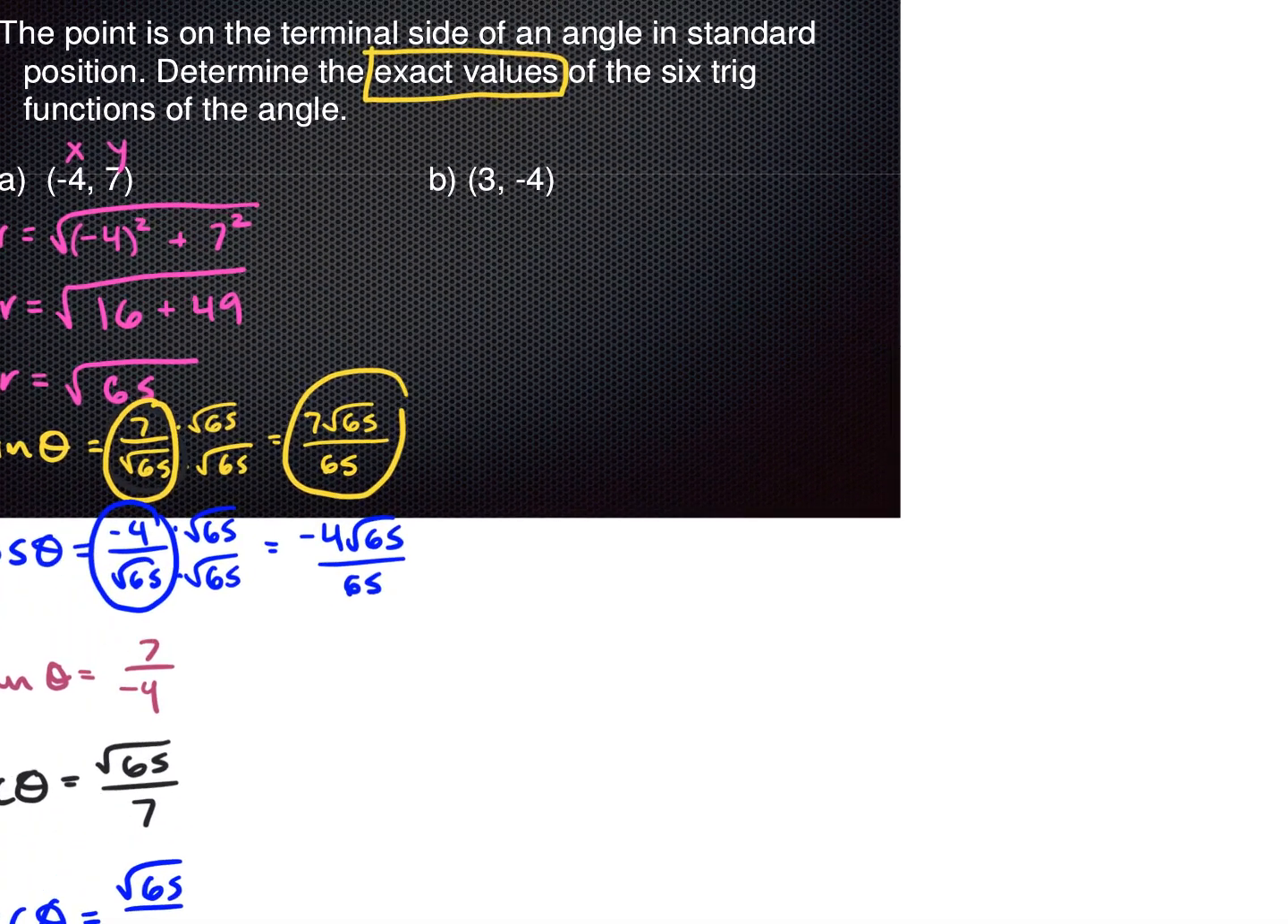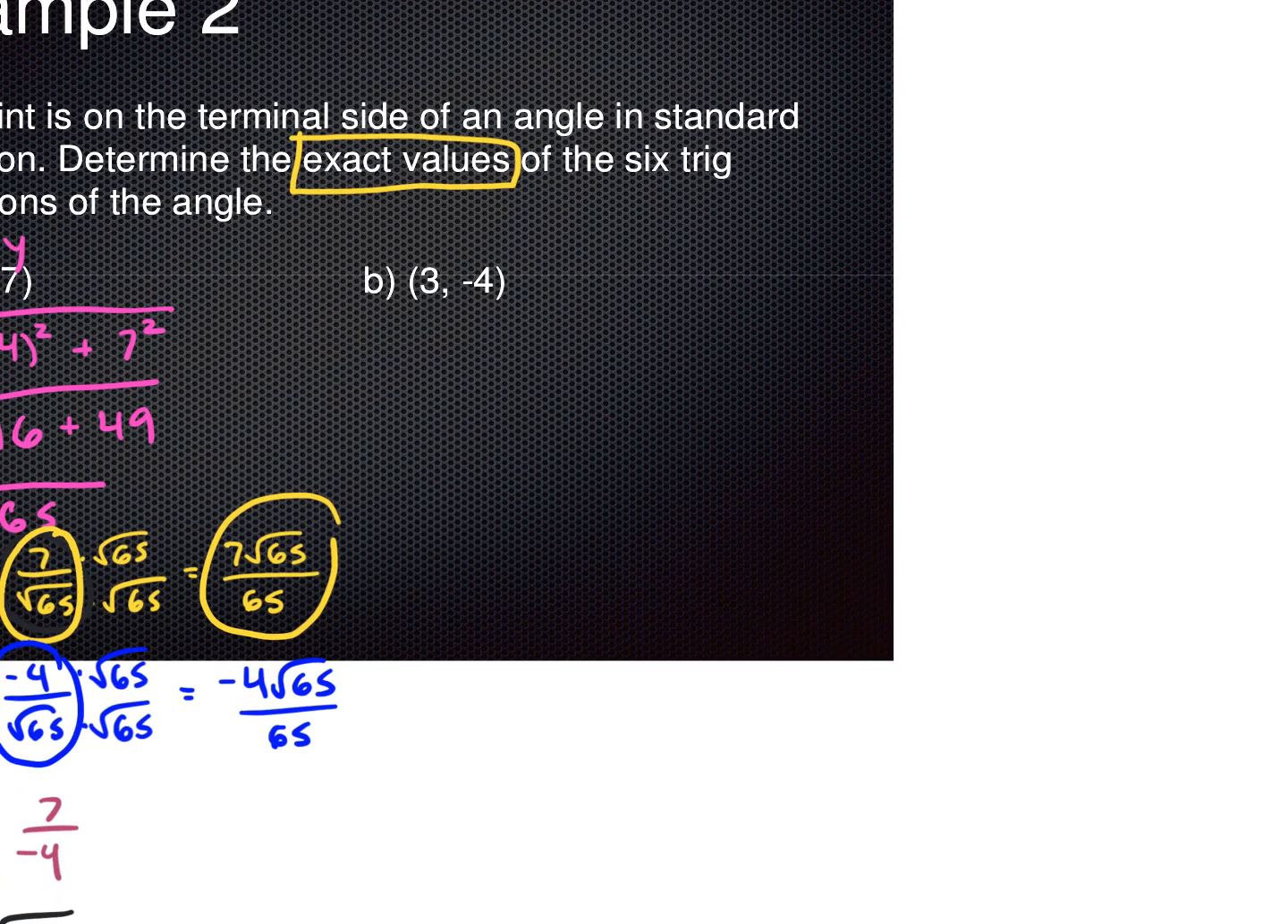All right, B. What do I need to do first? Find r, which I think we've already done for this one. So we have 3 squared plus negative 4 squared. What's r going to equal? 5. So we'll just do it again for fun. What is sine of theta? Y over r, so negative 4 over 5.